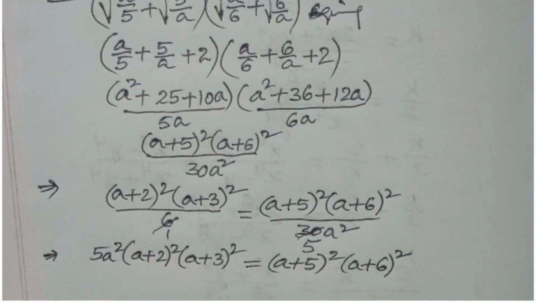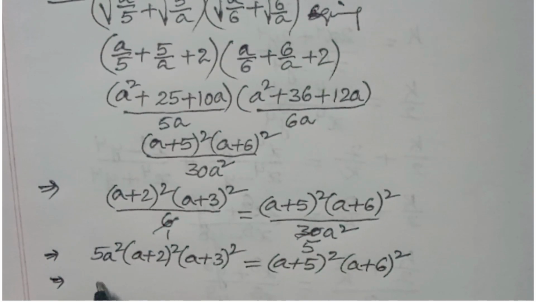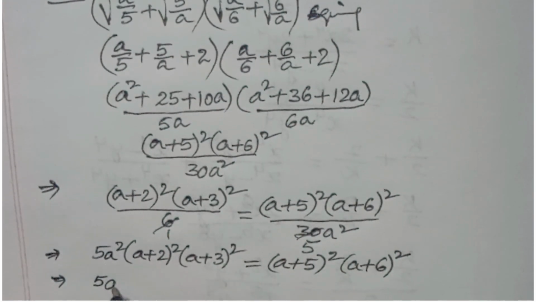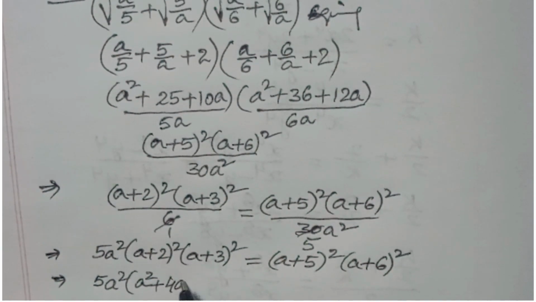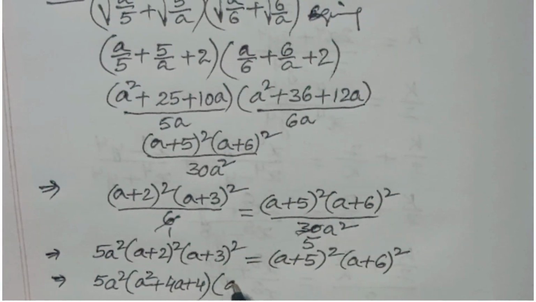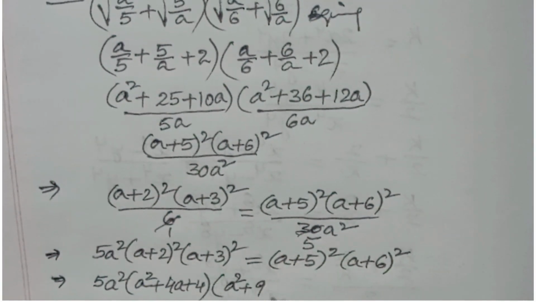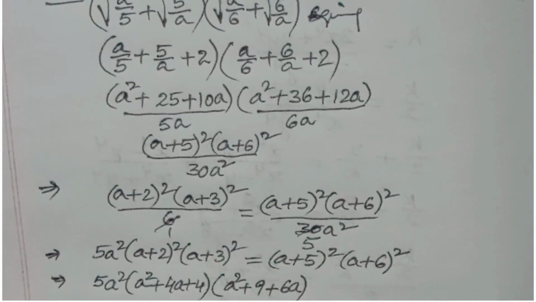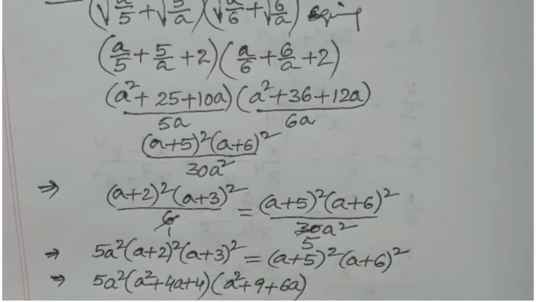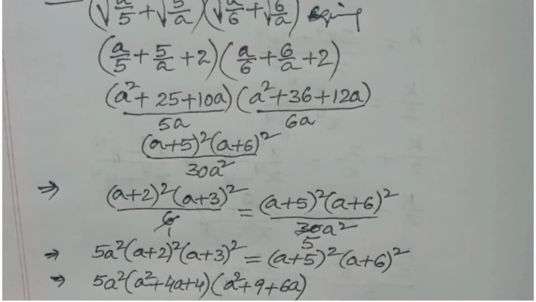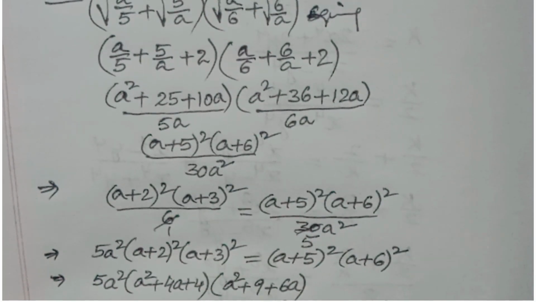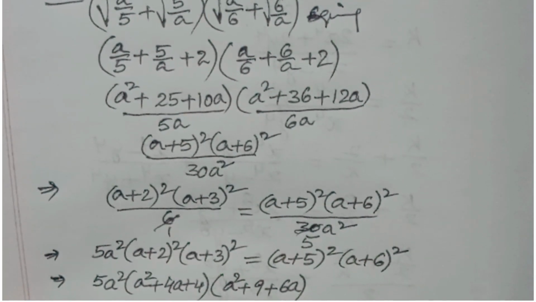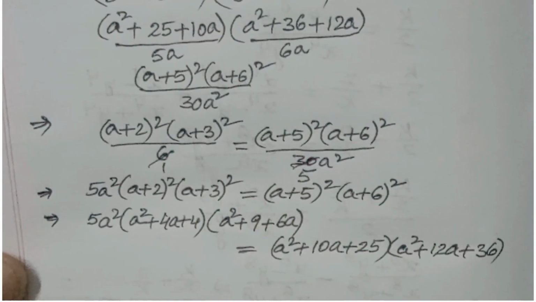Here you will get 5a^2 into (a^2 + 4a + 4) into (a^2 + 9 + 6a) is equal to (a^2 + 10a + 25) into (a^2 + 12a + 36). So this one you have to multiply.